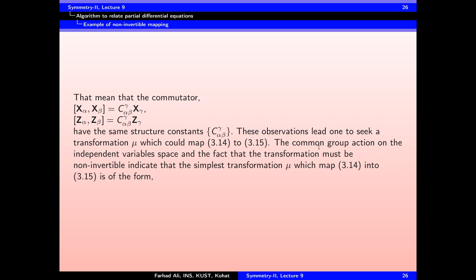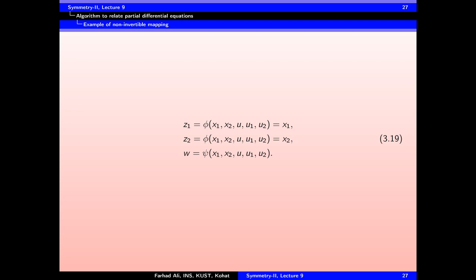The common group action on the independent variable space and the fact that the transformation must be non-invertible indicate the simplest mu transformation, which maps 3.14 to 3.15, meaning the heat equation to the Burgers equation. So we see from the observation that the group actions among the independent coordinates are the same. So we leave that as it is: Z1 goes to x1 and Z2 goes to x2.